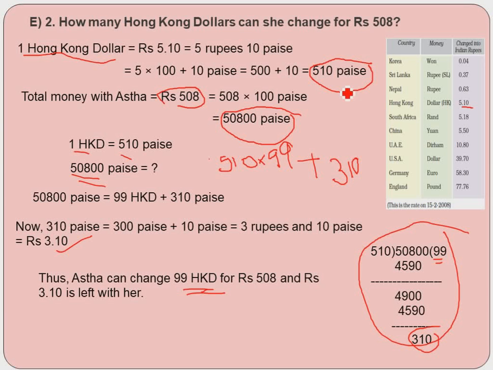So 510 means how much? 1 HKD. So this I can replace with 1 HKD. So 1 HKD into 99 is 99 HKD. That is 99 Hong Kong dollars plus 310 paisa. But if you do it like this, it will be difficult for you. That's why I have told it in this division method, children.